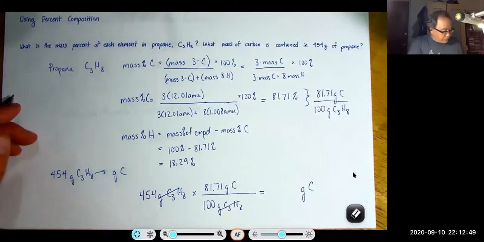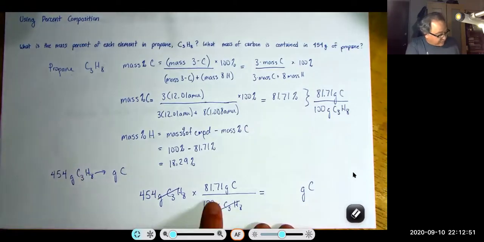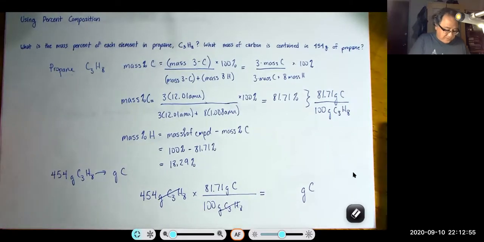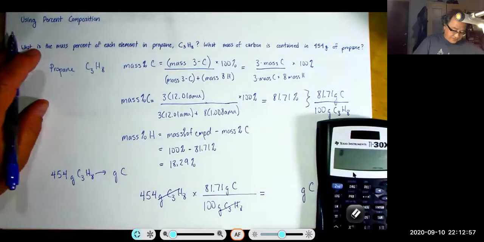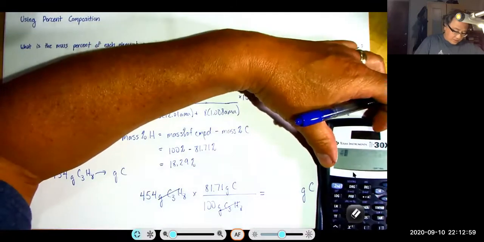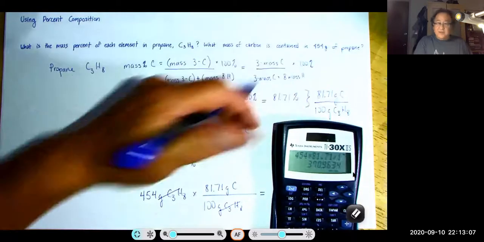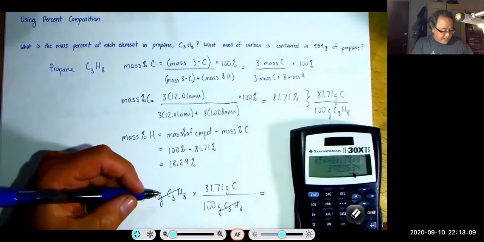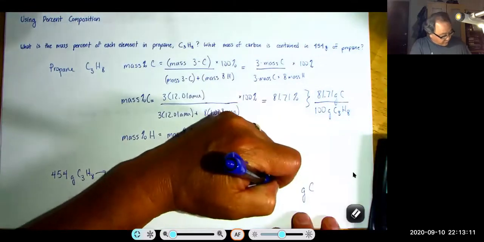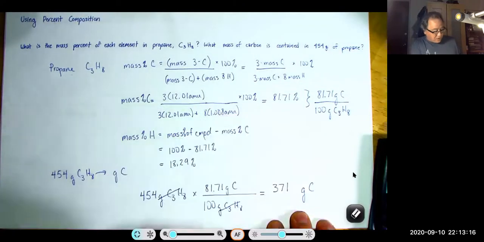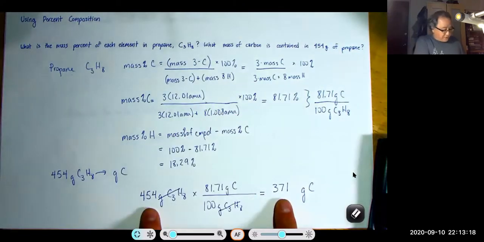So when we do this work, 81% of 454 is roughly 350, a little more. So I'm going to clear this. 454 times 81.71 divided by 100, and we get 370.9, which rounds to what? 371 grams of carbon. 3 significant figures because of that.